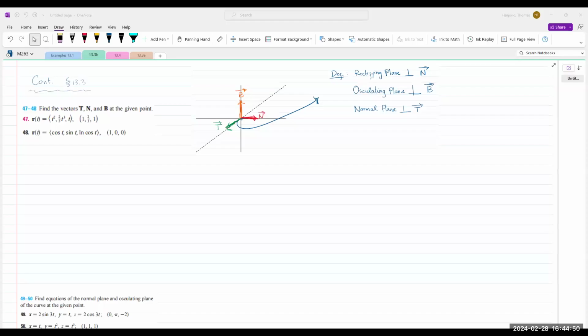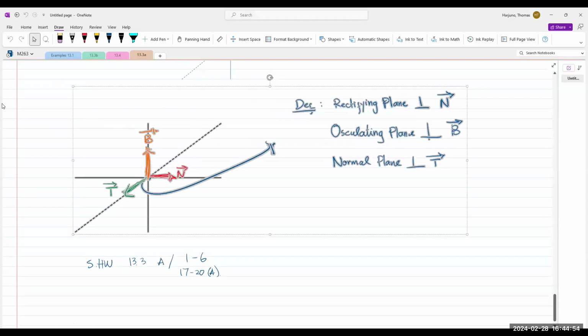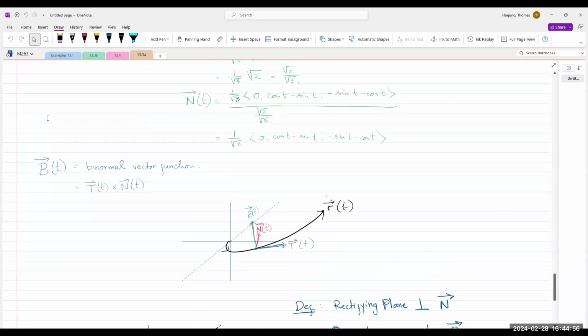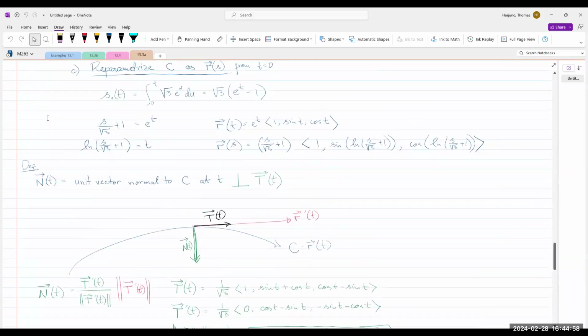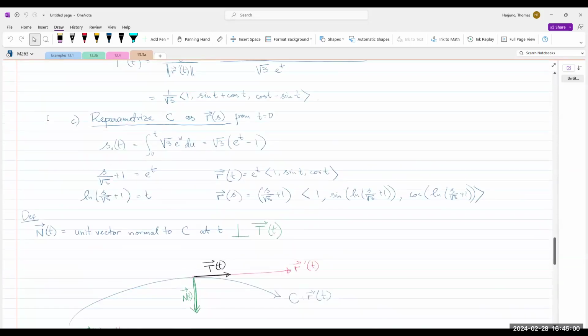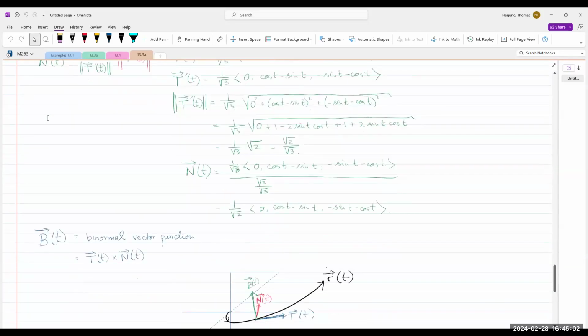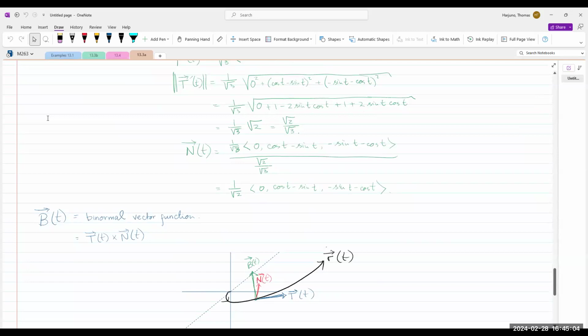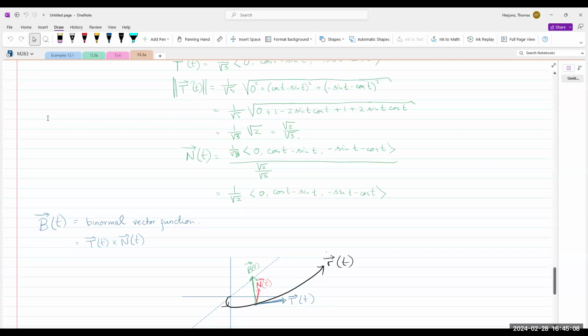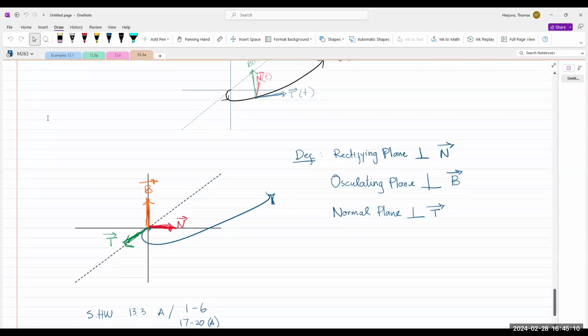Okay, last time on 13.3, we ended up with this TNB frame, but we don't have any example on that yet. I plan to do some examples on the tangent, normal, and binormal unit vectors now, and I would also like to do some examples on rectifying planes and osculating planes.